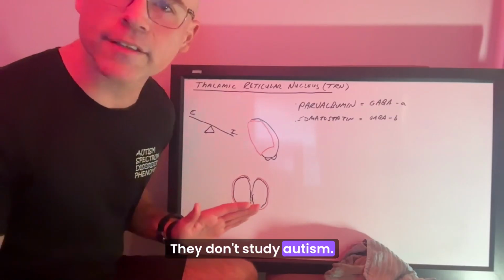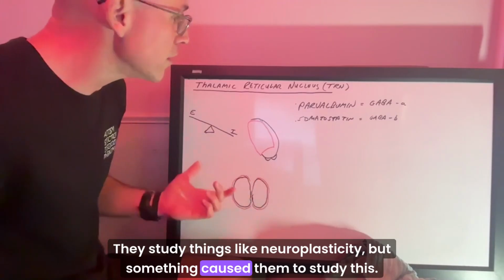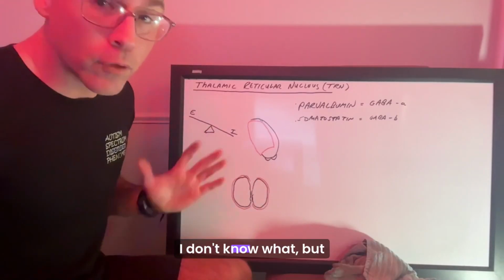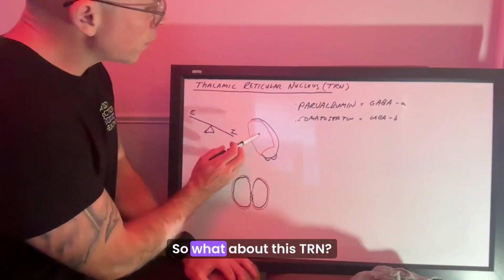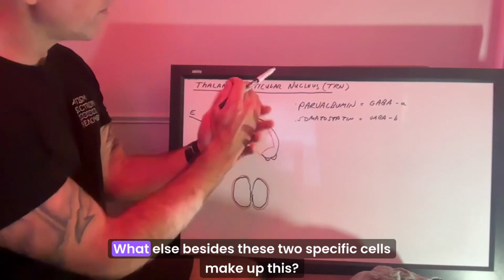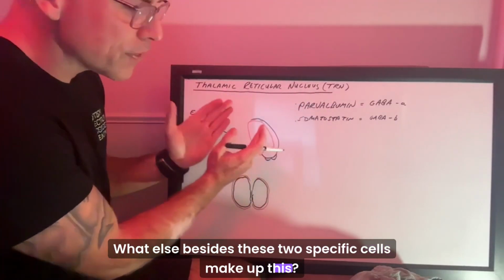They don't study autism. They study things like neuroplasticity, but something caused them to study this. I don't know what, but it's a good paper. 2003. So what about this TRN? What else besides these two specific cells make up this?